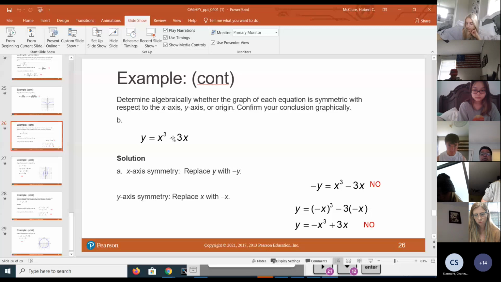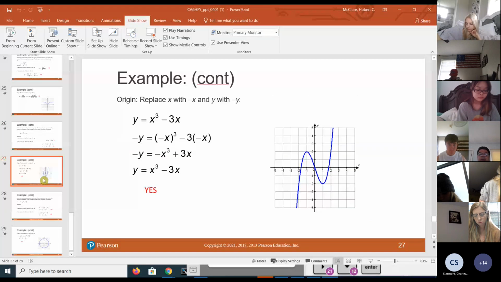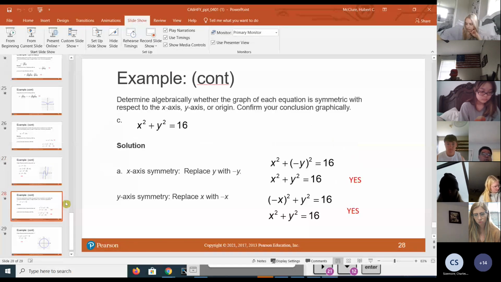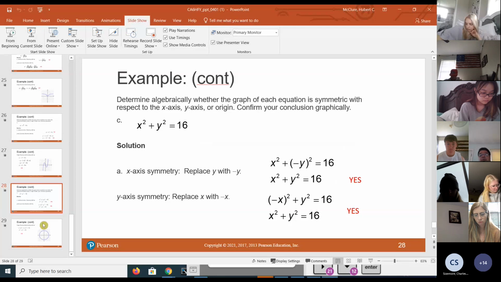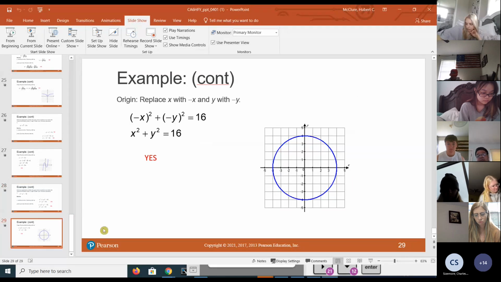This one is going to be around the origin. And you can see it's around the origin. Plus the x cubed function. That's a circle. So it's symmetrical around the x and y axis.